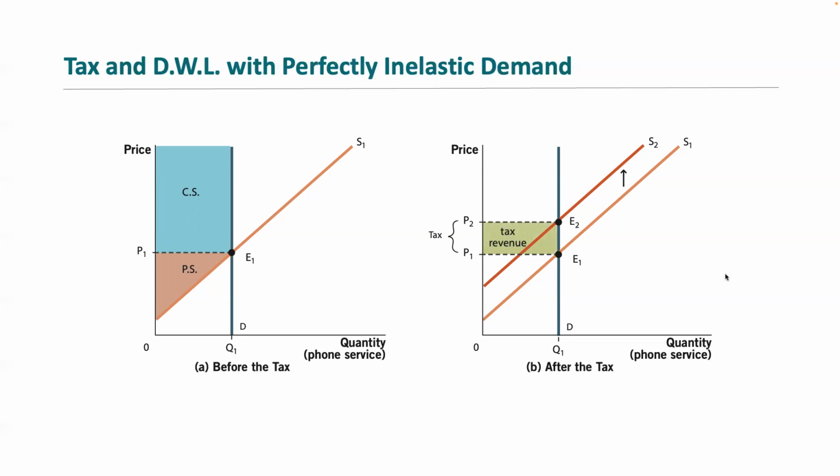The tax revenue is going to be this green area that's shaded in. Our consumers are giving up a little bit of their surplus, and our producers are giving up none of their surplus because in this case, because demand is perfectly inelastic, they can put that entire burden of the tax from their producer side over to the consumers.